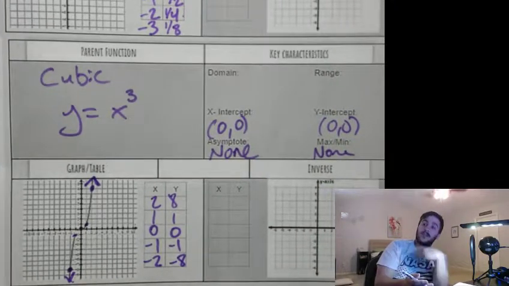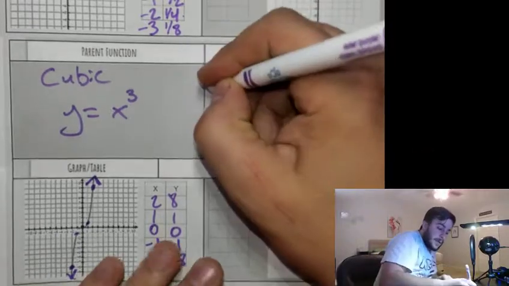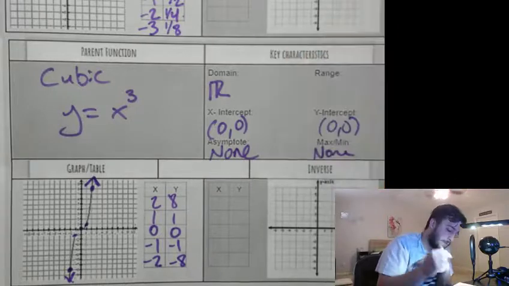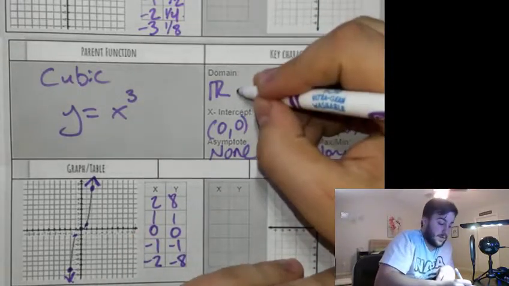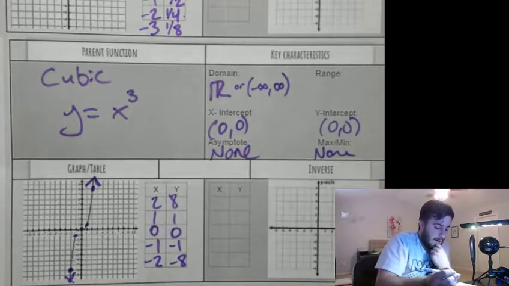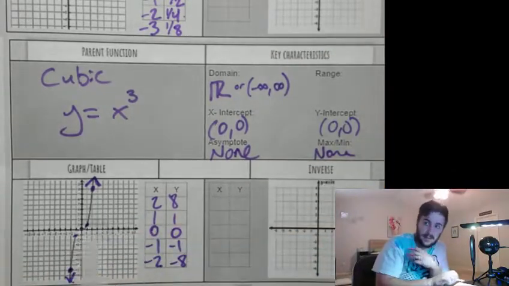Domain. This is almost like a broken record with this domain. We're doing all real numbers. There are no restrictions on the x's that we plug into the function. We can plug in whatever x's we want, or -infinity to infinity. There's no stopping us left and right.